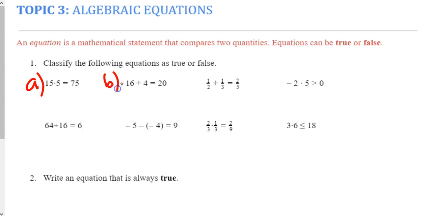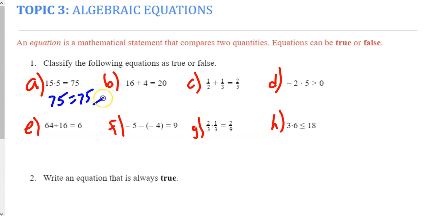If I look at the first one here, I'm just going to call this A. I'll go ahead and mark all these real quickly so we have a reference: A, B, C, D, E, F, G, H. Let's look at the first one, A. 15 times 5, yes, that is 75, so this is a true statement.